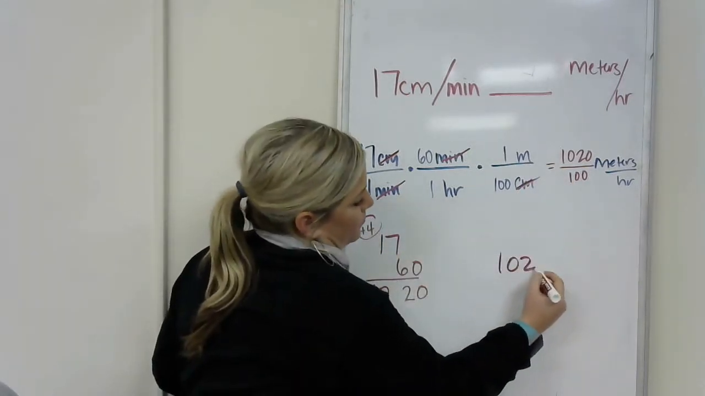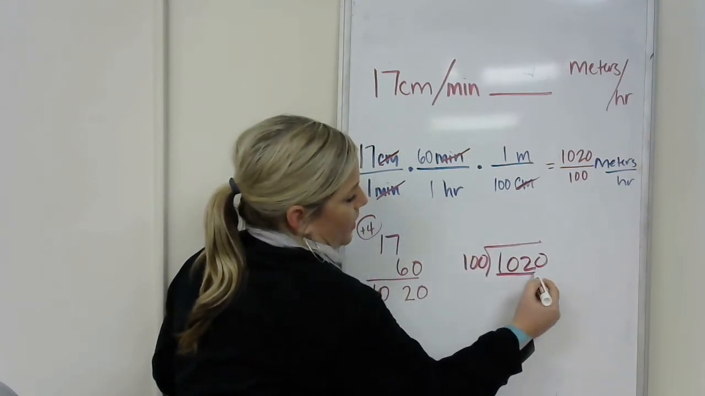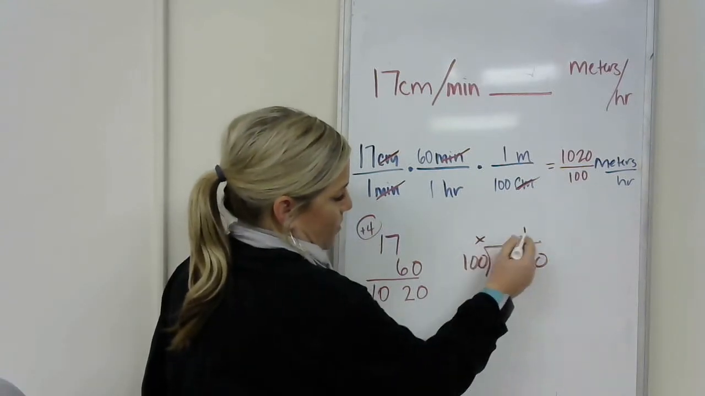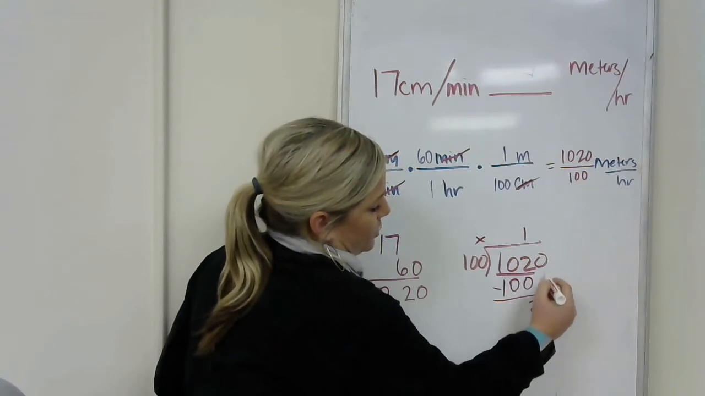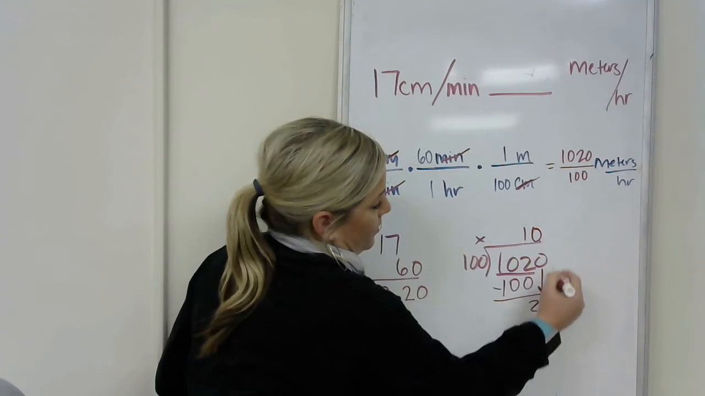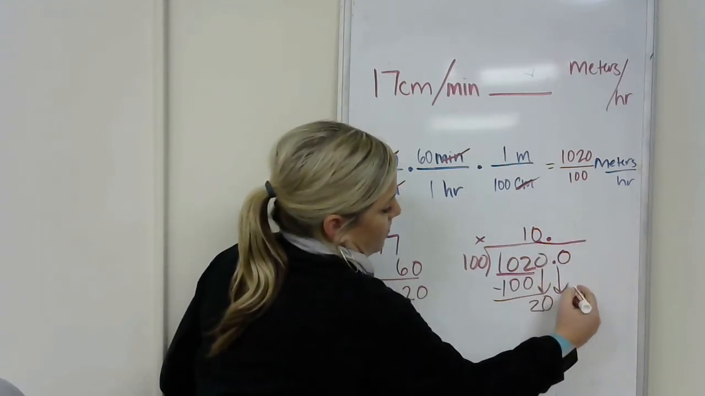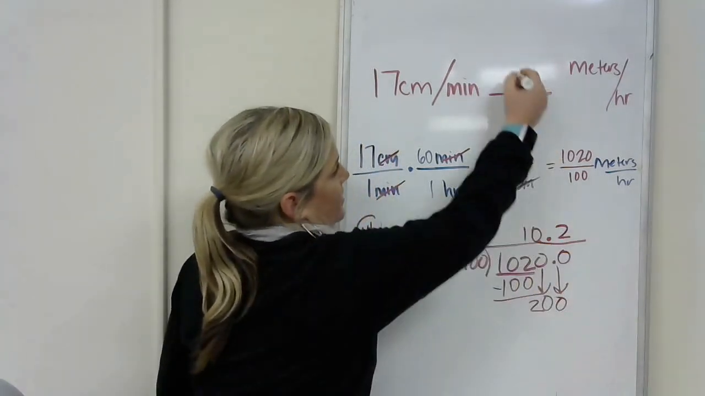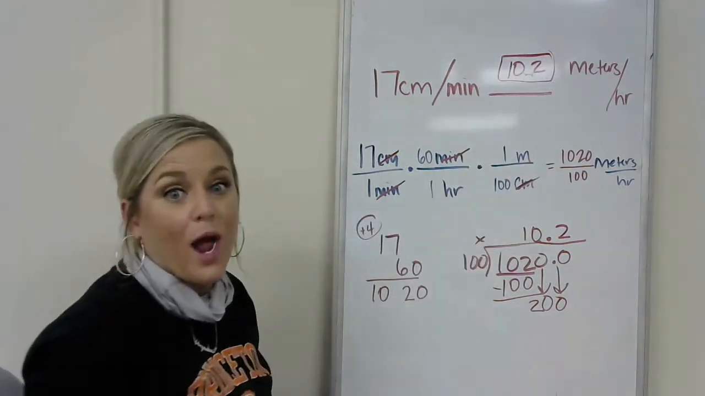So 102 divided by 100, okay? 100 goes into 102 one time. 1 times 100 is 100. I have a 2, won't go in there. Won't go into 20 either, so I'm going to add a decimal. I got to bring it up. 100 goes in there too. So the answer is 10 2/10 meters per hour.